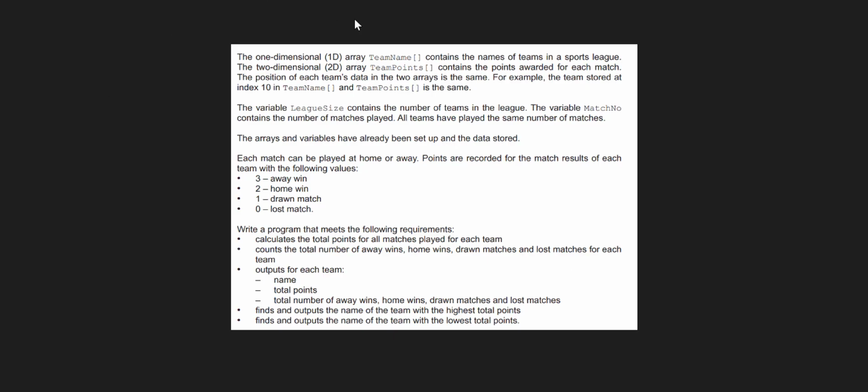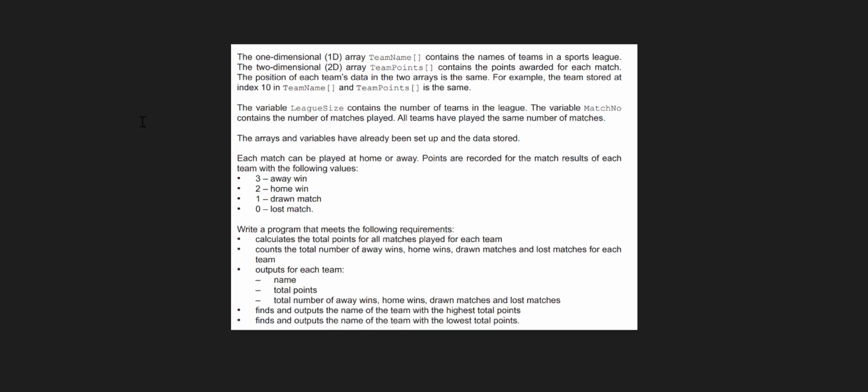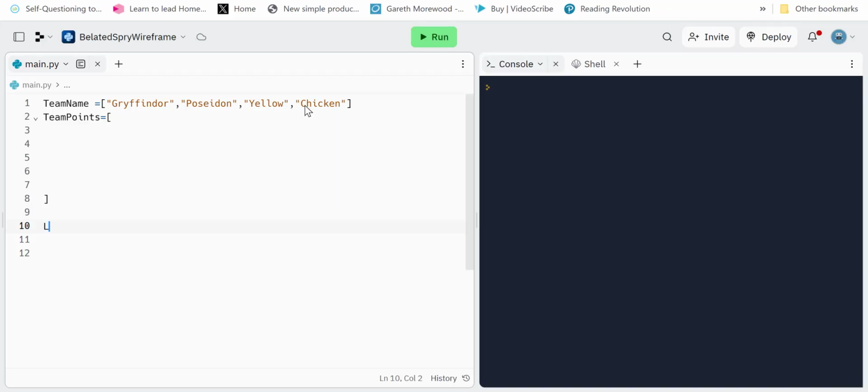Team points contains the points awarded for each match. The position of the team's data in the two arrays is the same. For example, index 0 of team name will be the same as that. So let's imagine that we've done 4 matches. So we've got another variable which is league size. So how many teams do we have? So league size equals, and there's 2 different ways I can do this. I can just type in 4. We've got 4 teams in our league, or I can do length of team name.